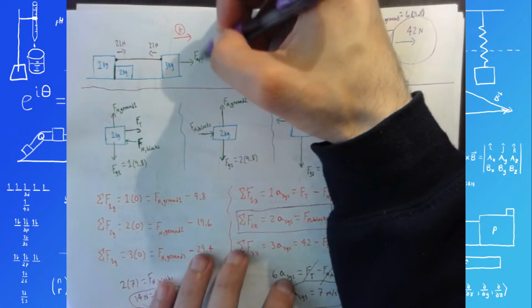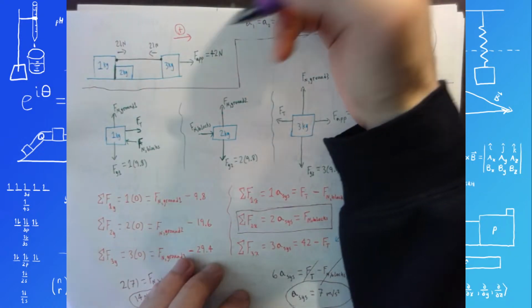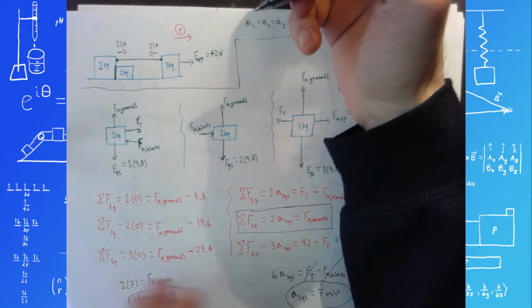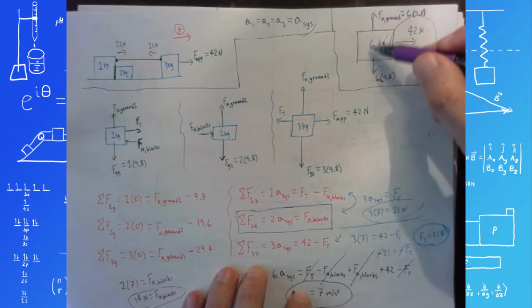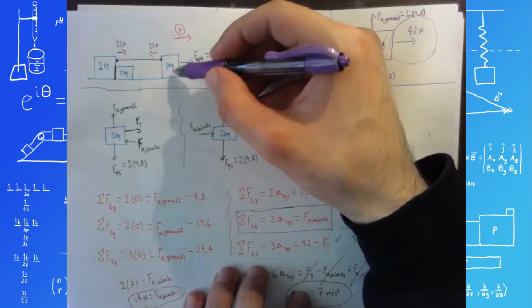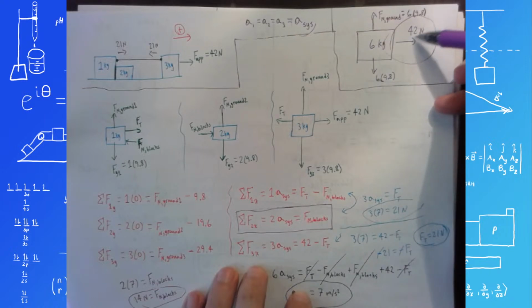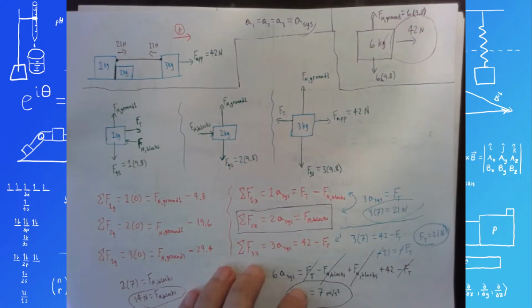basically takes half of the 42 newtons away from the 3 kilograms. The 3 kilograms is left with only 21 to the right. And that makes sense because 3 kilograms is half of the mass of the system. If you have half the mass of the system, you get half of the net force on the system. You get 21 newtons. Otherwise, some parts of your system would be accelerating at a higher rate than others.